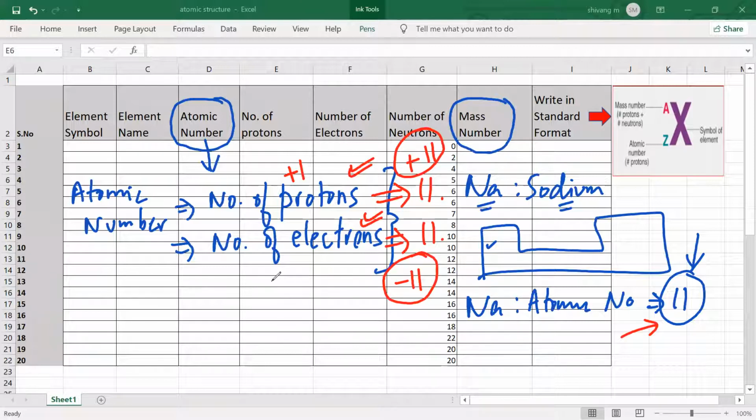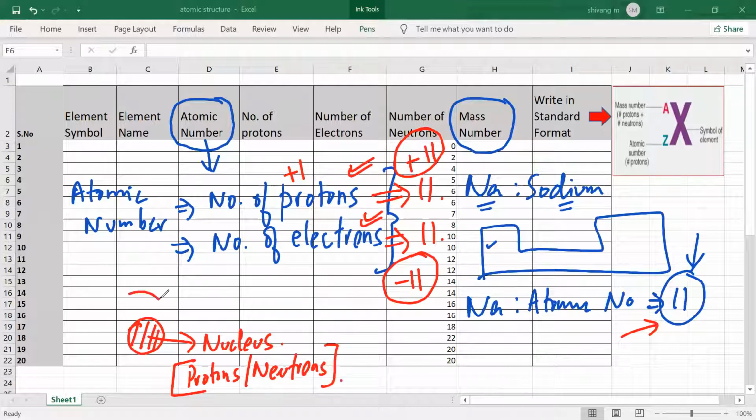Yes, sir. Now, what we have discussed again and again is that there is a nucleus in the center. What does the nucleus have? Protons and neutrons. Are we clear about this? Yes, sir. And then we have the shells. What revolves? Electrons. So these are the shells, and these shells have electrons in them. Are we clear about this?